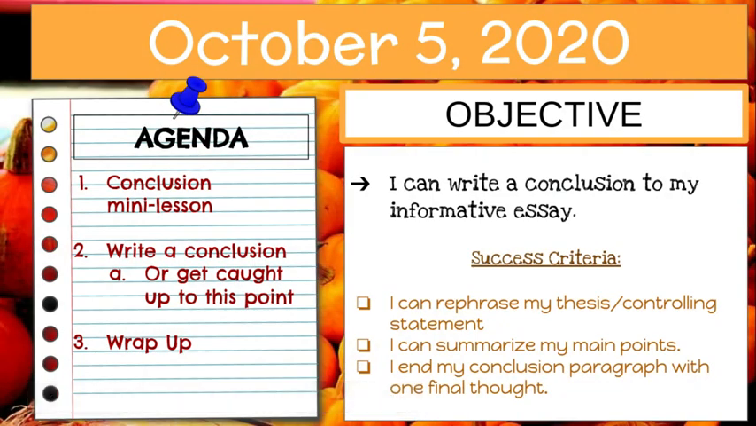So your objective is I can write a conclusion to my informative essay. And how you know you're successful and have written a good conclusion is when you can rephrase your thesis or your controlling statement, summarize your main points, and end your conclusion paragraph with one final thought.